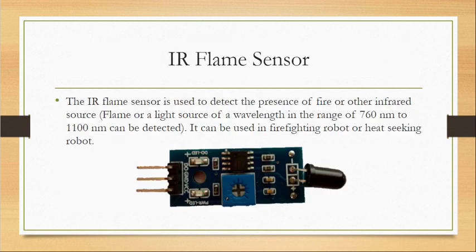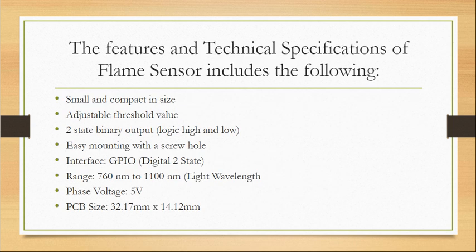Now, coming on to the IR flame sensor. The IR flame sensor is used to detect the presence of fire or other infrared source. Flame or light source of wavelength in the range of 760 nanometer to 1100 nanometer can be detected. Here's the photo of an IR flame sensor, and these are the features and technical specifications of the flame sensor that we used.